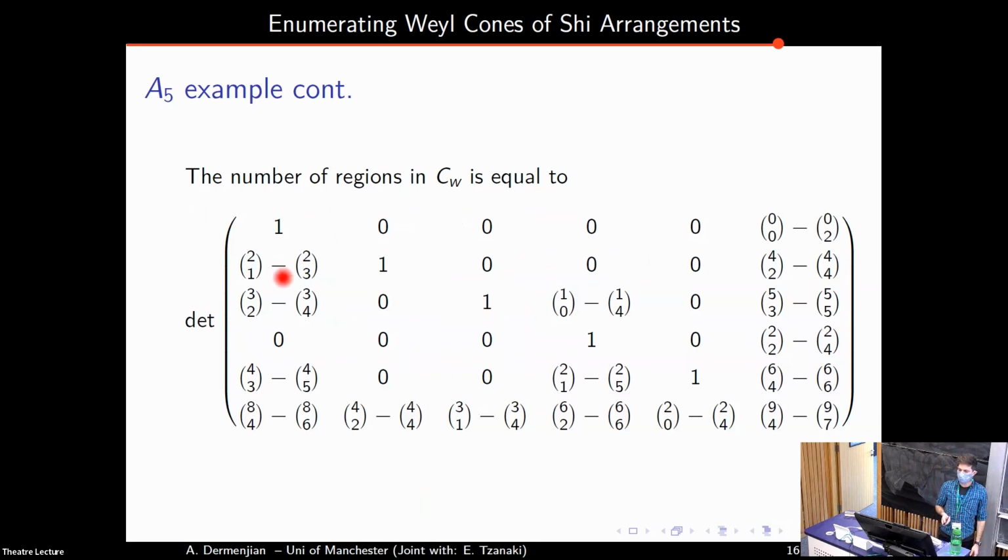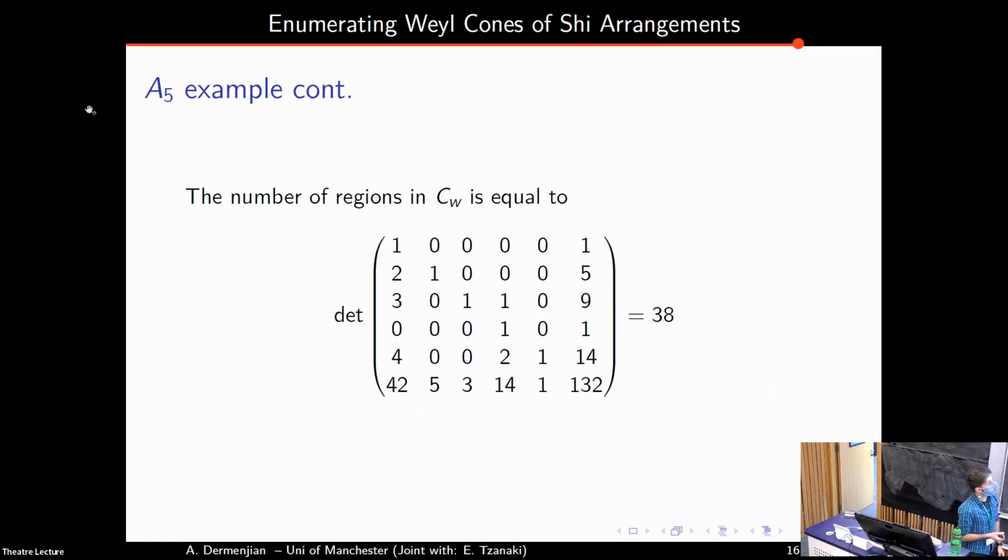So for example, 2 choose 3 is 0. 2 choose 1 is 2. 2 minus 0 is 2. So doing these by hand, we're just left with this easy matrix where we still have a lot of zeros, and we're just left with 38. So it's nice and fast in this regard. We have similar things that we can do in type B, and then we're doing things for type D as well.